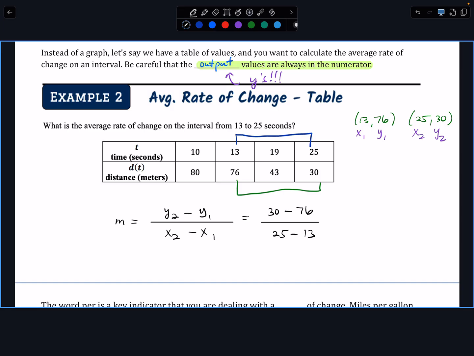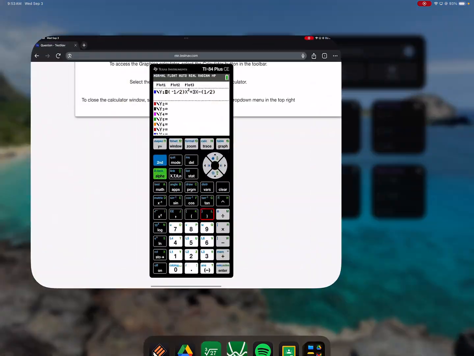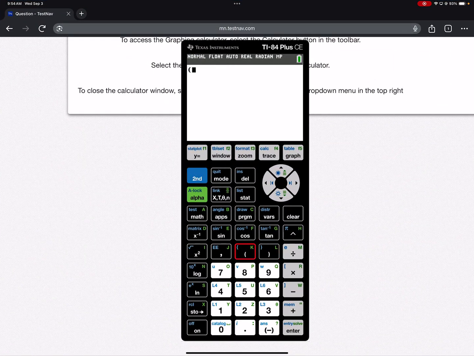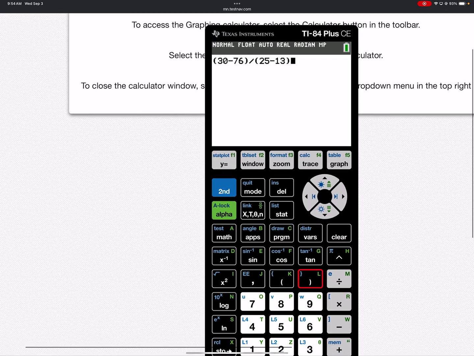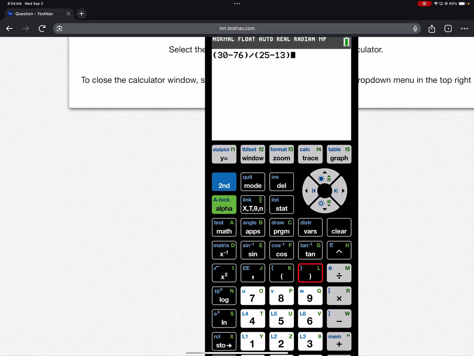Now, for this type of problem, because it's a real world context, they're probably going to want a decimal versus a fraction. So I know I've taught you guys to do alpha x, right? To do this without doing that, all you're going to do is parentheses 30 minus 76 divided by, what's on the bottom? 25 minus 13? Okay, 25 minus 13. So do you guys see how I grouped them in parentheses? This would be the top. You want all of that divided by the bottom. And what do we get, guys? Negative 3.833. Okay.